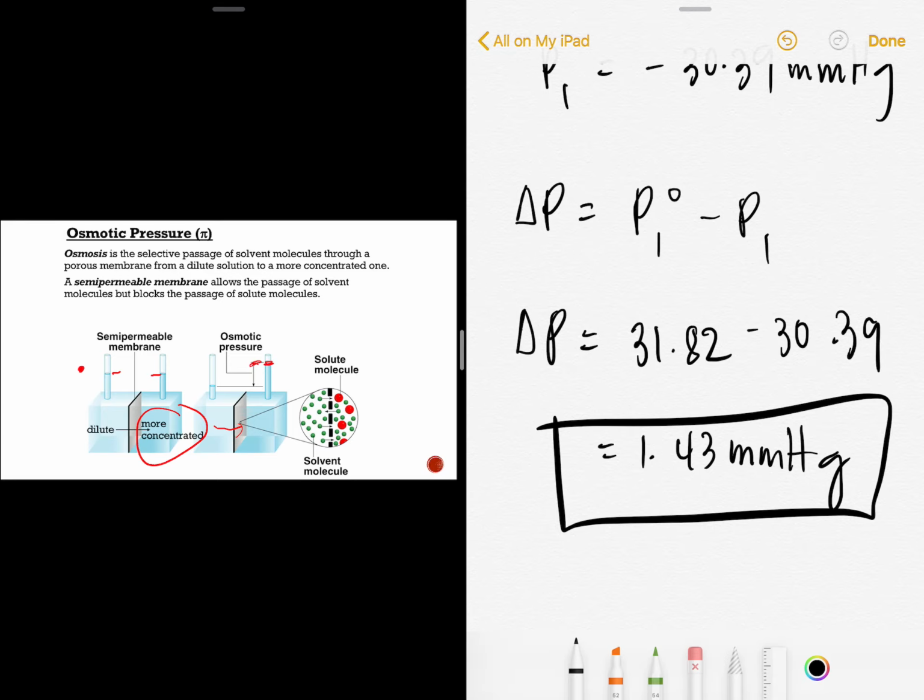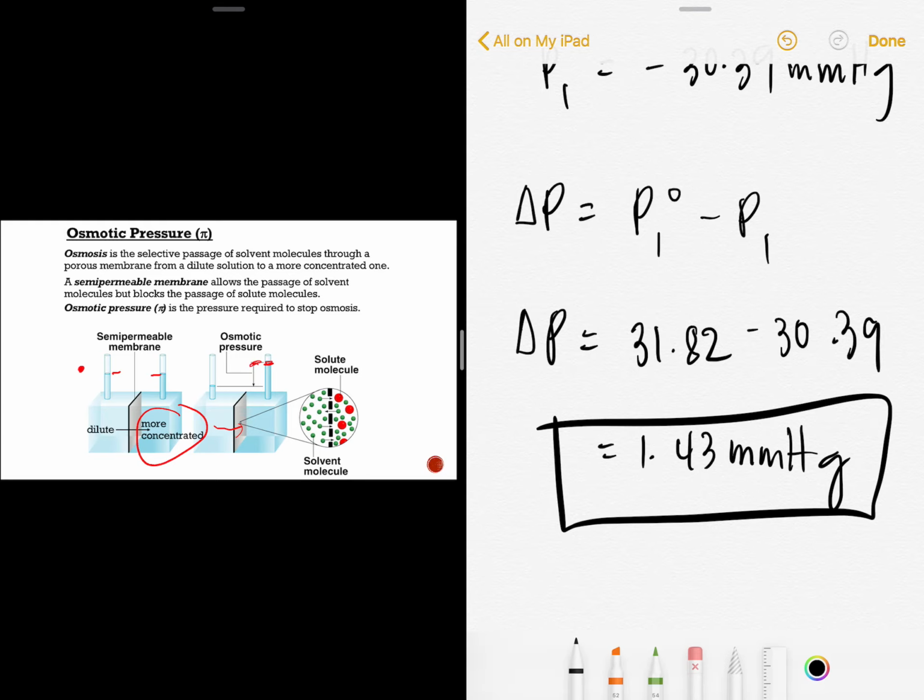So solvent molecules pass preferentially through the membrane from the low concentration solution to the solution with a higher solute concentration. The passage of solvent molecules will continue until equilibrium is attained, until equilibrium is reached. Okay, I hope that is clear.